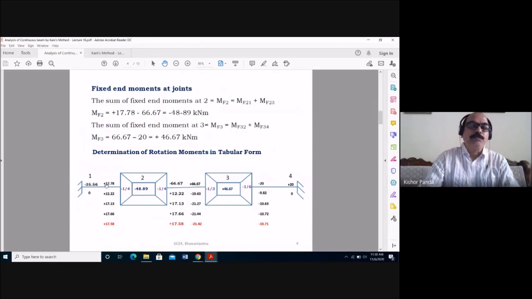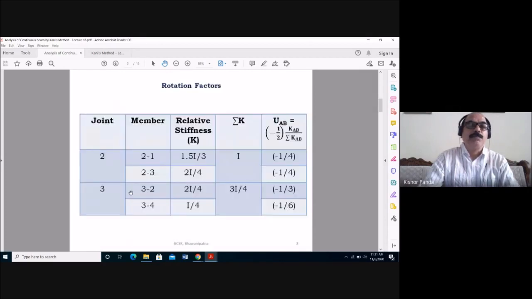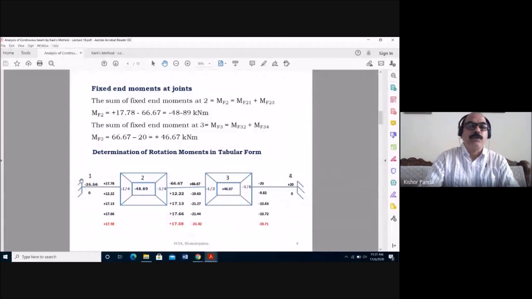Then you know what is the fixed end moment. Here this is the fixed end moment MF12. MF12 means this one, MF21 this one, MF23 this one, MF32 this one, MF34 this one, MF43 this one. So you know the fixed end moment at the end of each member. So this is your MF12, this is MF21, this is MF23, this is MF32, this is MF34, and this is MF43. This is the line. So above this line, you have to write the fixed end moment at the end of each member.